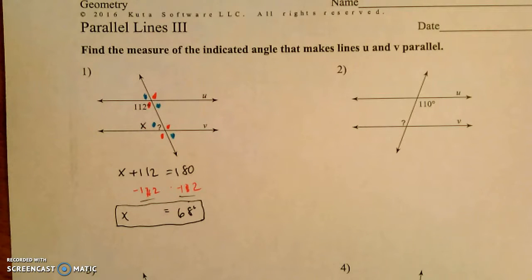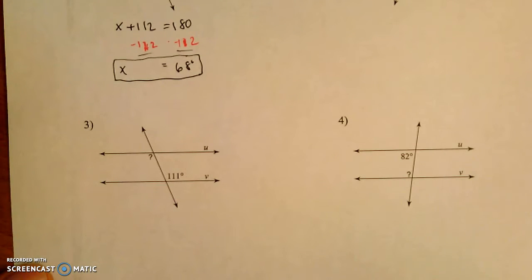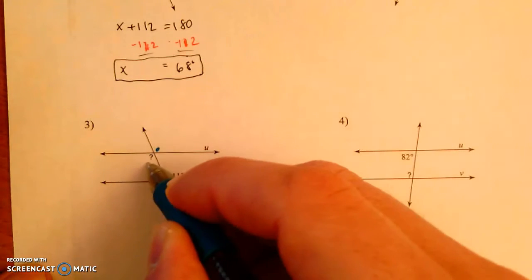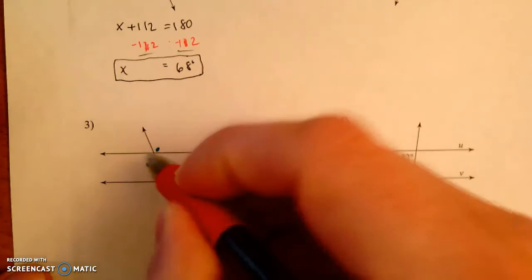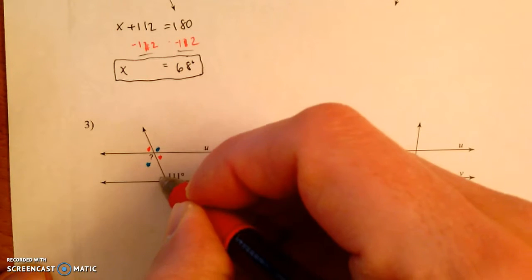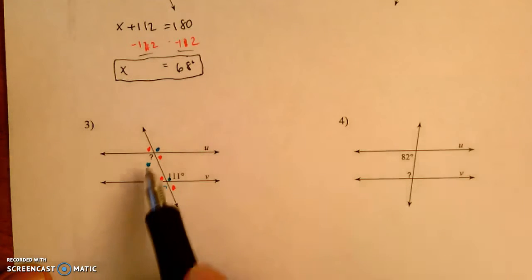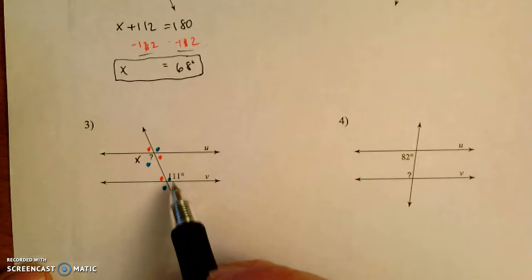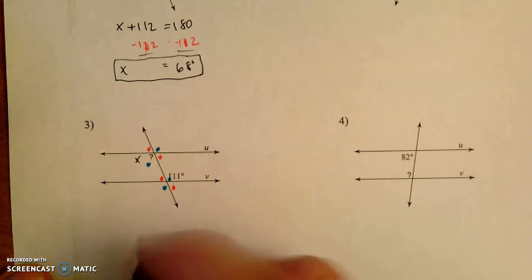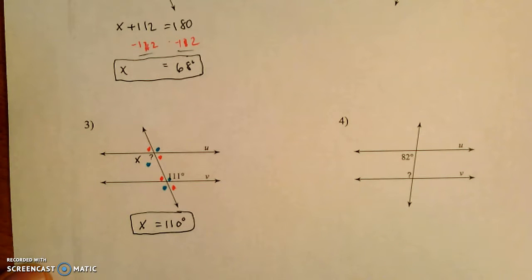Let's do another one. Let's go down here. In this case, we'll mark our blue angles and our red angles in our zigzag pattern, and then we'll notice that the unknown angle, which we'll call x, and the 111 degree angle are both blue angles. So in this case, they're congruent, and x equals 111 degrees. So the unknown angle is 111 degrees.